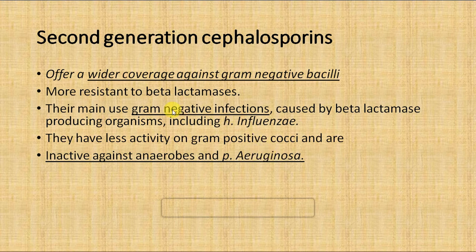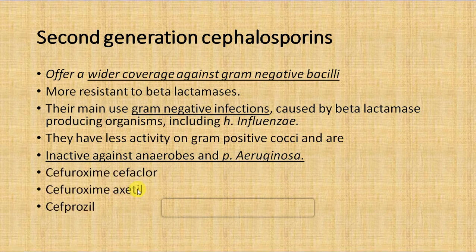So what we have seen here is they offer wide coverage against gram negative and are more resistant to beta lactamase. Their main use is gram negative infection, less active on gram positive and inactive against Pseudomonas aeruginosa. Means still we are not able to use them as a broad range antibiotic. Some examples are cefuroxime, which is a very commonly prescribed antibiotic here in India, then cefprozil, which are examples of the second generation cephalosporins.